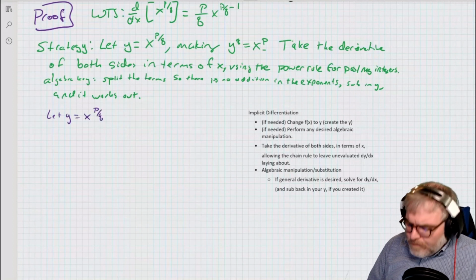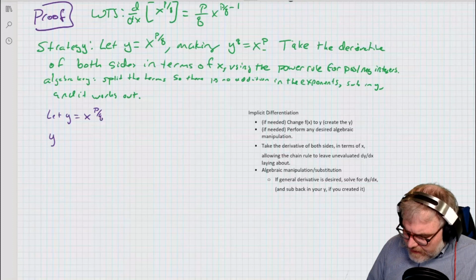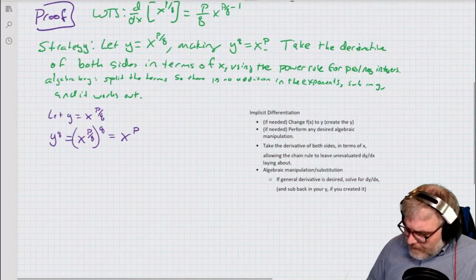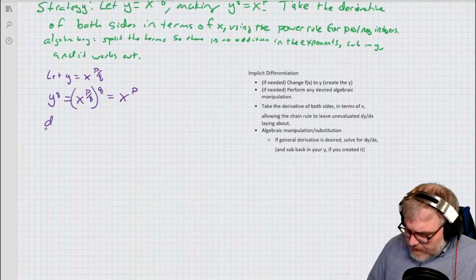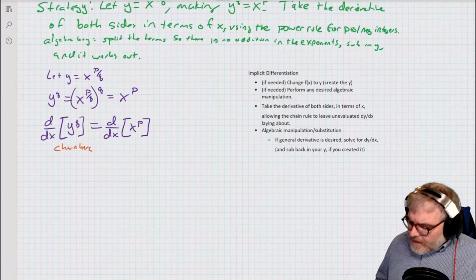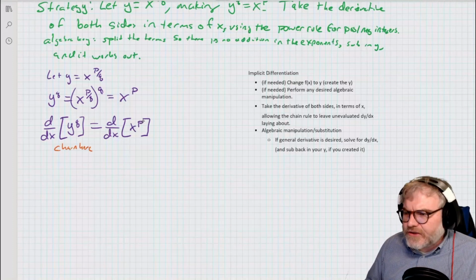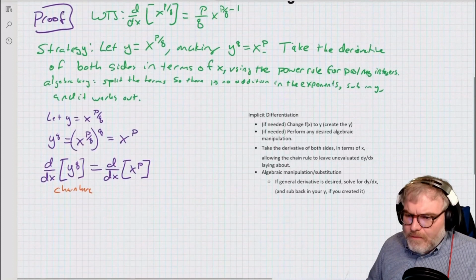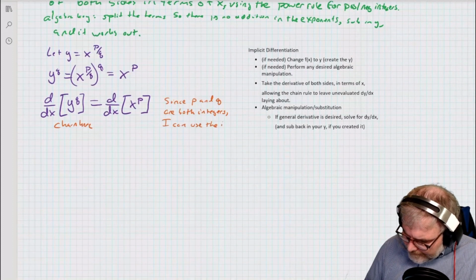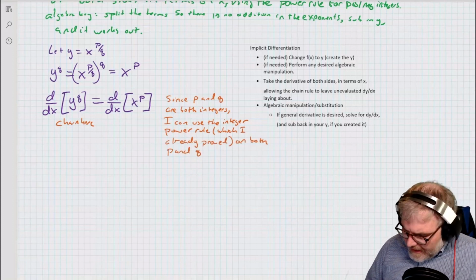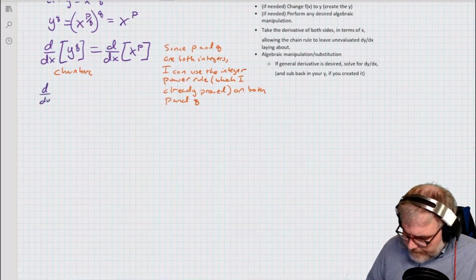Now I'm going to take the qth power of both sides, and I'm going to have y to the q equals x to the p over q to the q power, which is simply x to the p. Now I'm going to take the derivative of both sides, d over dx. Now, x to the p here is now an integer, because I assumed that p and q were both integers. Right, since both of these are integers, I can use what I already have. Let's do the chain rule.